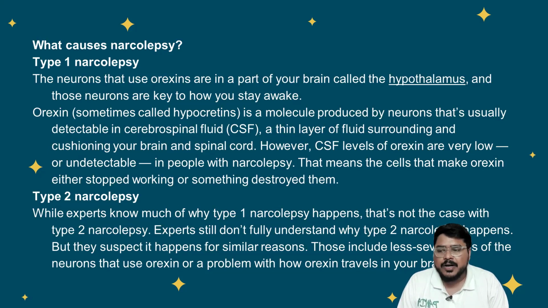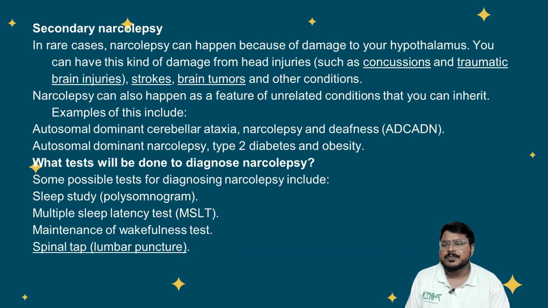ठीक है. टाइप 2 नार्कोलेप्सी में क्या होता है? While experts know much about type 1 narcolepsy, that's not the case with narcolepsy 2. Experts still don't fully understand why type 2 narcolepsy happens. और कुछ लोग तो कहते हैं सिमिलर रीजंस की वजह से होता है नार्कोलेप्सी टाइप 2.